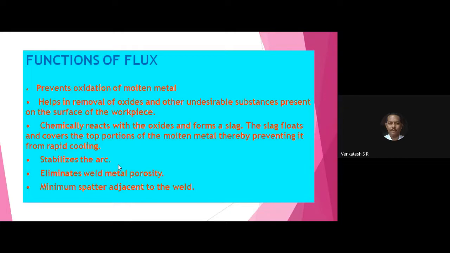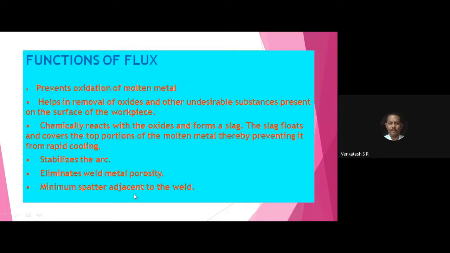Next line, write down number 5. Eliminates the weld metal porosity. See, this is very, very important. All of you underline this sentence. Eliminate the weld metal porosity. See, if the joint is leak proof, there is no hole, there is no cavity, then the leak proof joint is important for some applications like containers, tanks, and boilers. You need the leak proof. So the presence of flux on the rod reduces the formation of porosity in the welded joint.